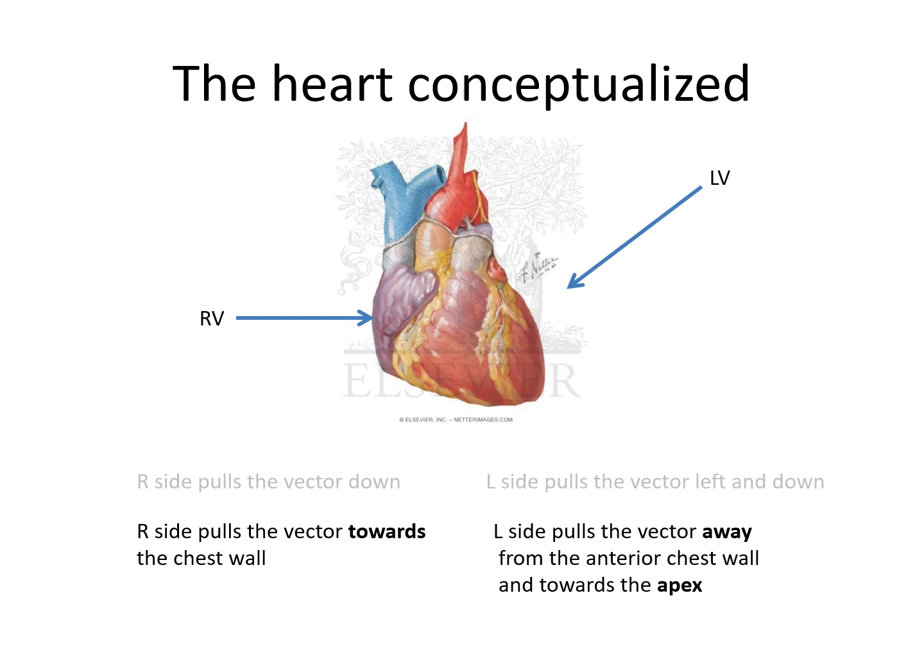If we add the third dimension, then we will see that the RV pulls the vector towards the front of the chest wall, which is measured by the leads V1 and V2, and the LV pulls it towards the apex, which is where most of its muscle mass is, and that's leads V5 and V6.